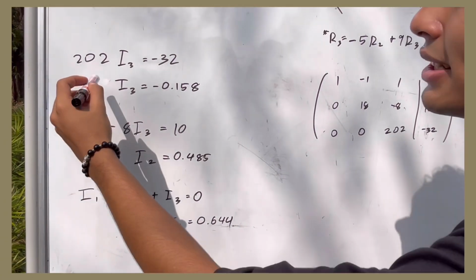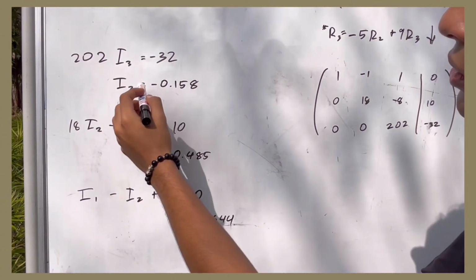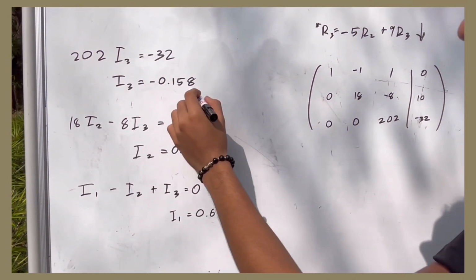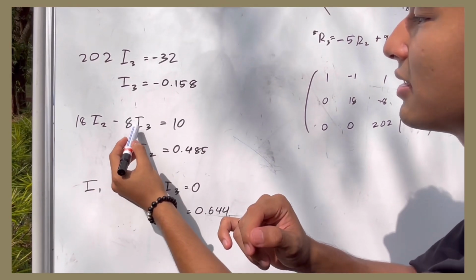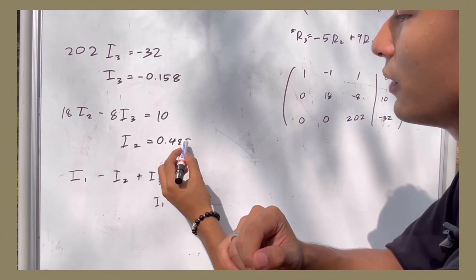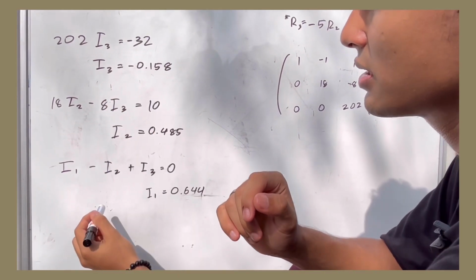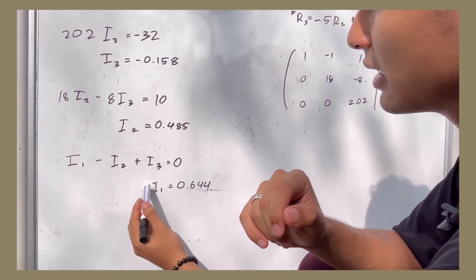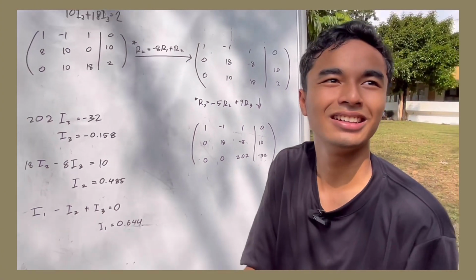From the equation, we get 202 I3 equals negative 32, so I3 equals negative 0.158. Then we substitute I3 into the next equation, 18 I2 minus 8 I3 equals 10, and I2 will be 0.485. Then we substitute I2 and I3 into the last equation, I1 minus I2 plus I3 equals 0. So we get I1 equals 0.644. That's all.